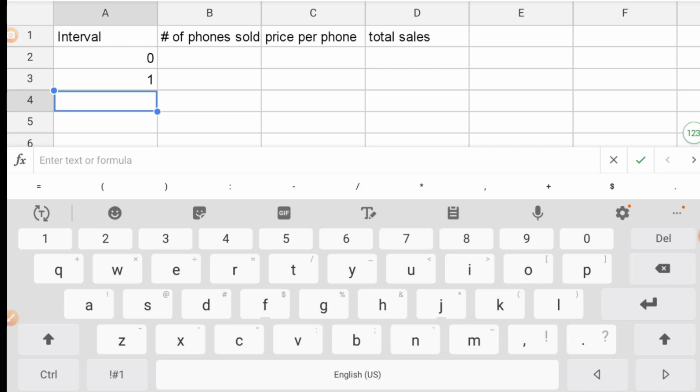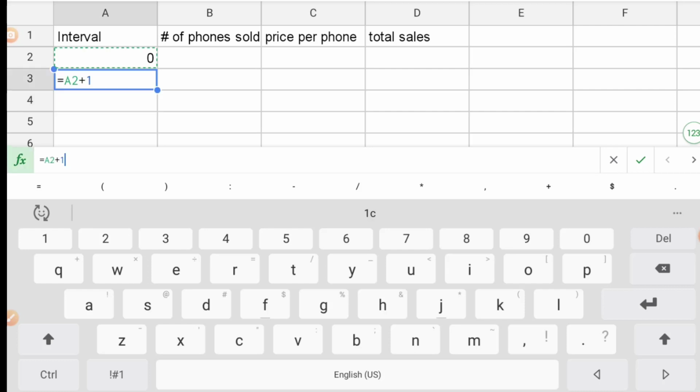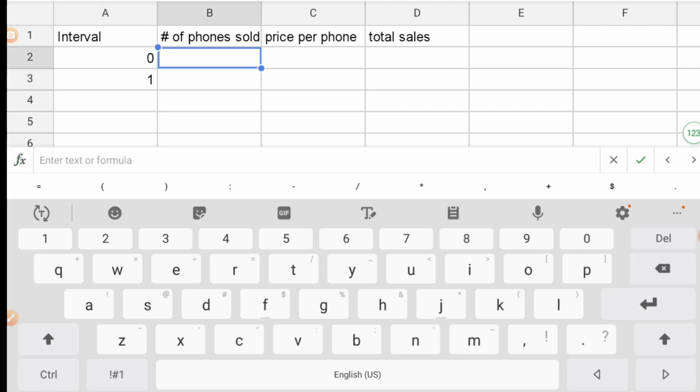So all it did was, if you look, this box right here takes whatever's in the box A2, and then it's going to add 1. All right. What do we say?